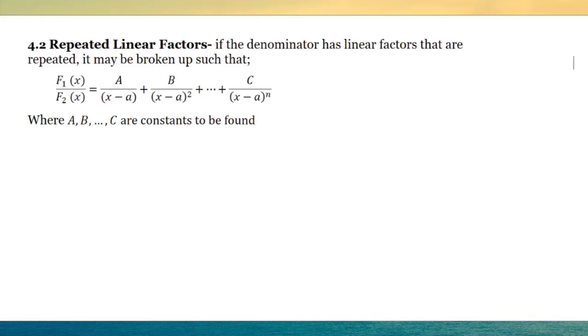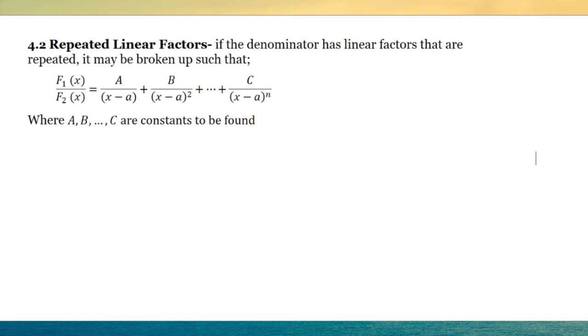Topic 4.2, repeated linear factors. If the denominator has linear factors that are repeated, it may be broken up such that f1 of x over f2 of x will be equal to A over x minus a plus B over x minus a squared up to C over x minus a raised to n.